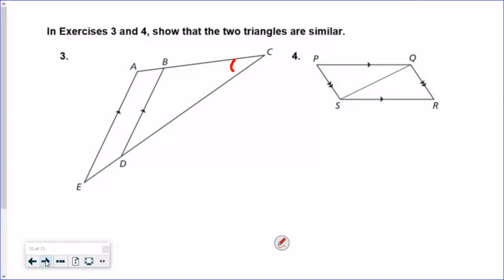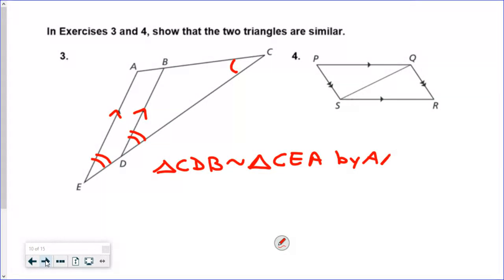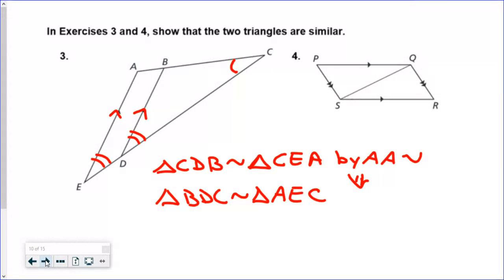So we have the shared angle. So we have triangle, and because these are parallel, I know those two are also congruent. So I would say triangle, the small one, CDB, is similar to triangle CEA by angle, angle, similar. Again, I could write them in a different order if I wanted: BDC, then it would be AEC, and then the rest would be the same.